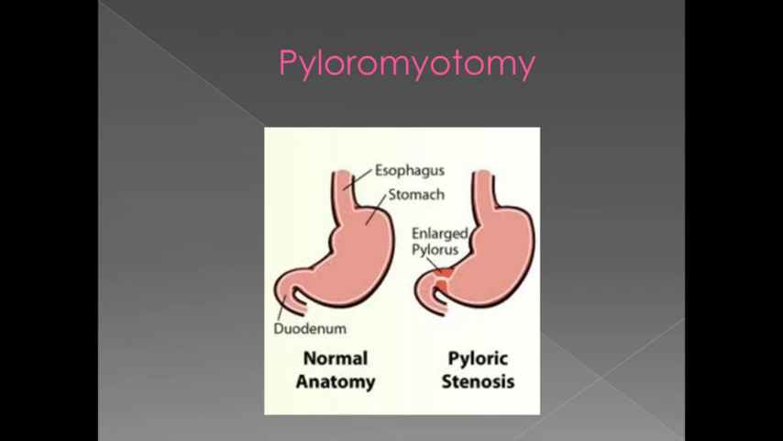A pyloromyotomy is a surgical procedure to correct infantile hypertrophic pyloric stenosis. Pyloric stenosis is a congenital anomaly involving the longitudinal and circular muscular fibers of the gastric outlet, resulting in a stricture. The pylorus of the stomach is enlarged and edematous, causing food to be regurgitated almost immediately after intake. This procedure can be done laparoscopically or as an open procedure. If an open procedure is done, the incision is a right upper subcostal transverse incision.